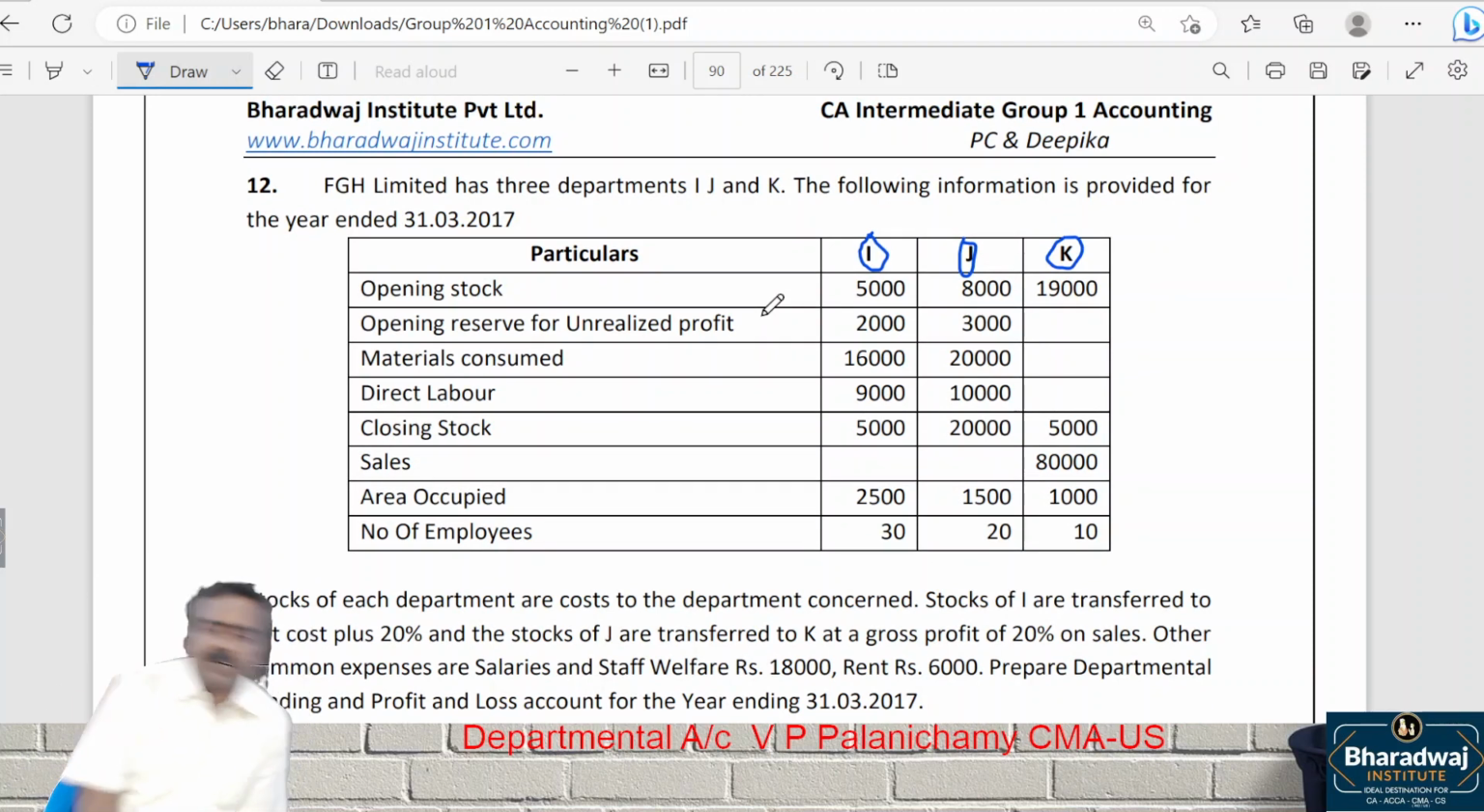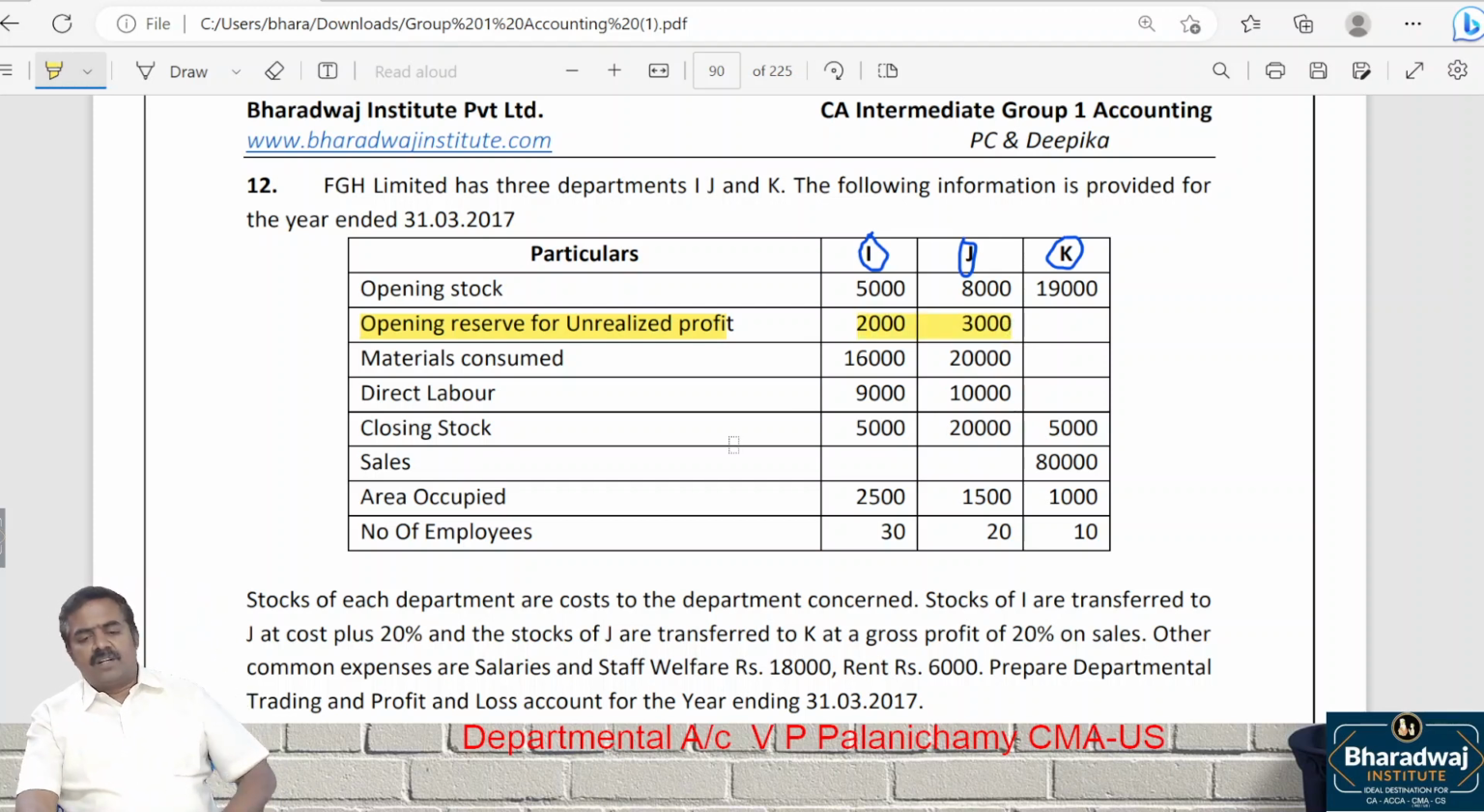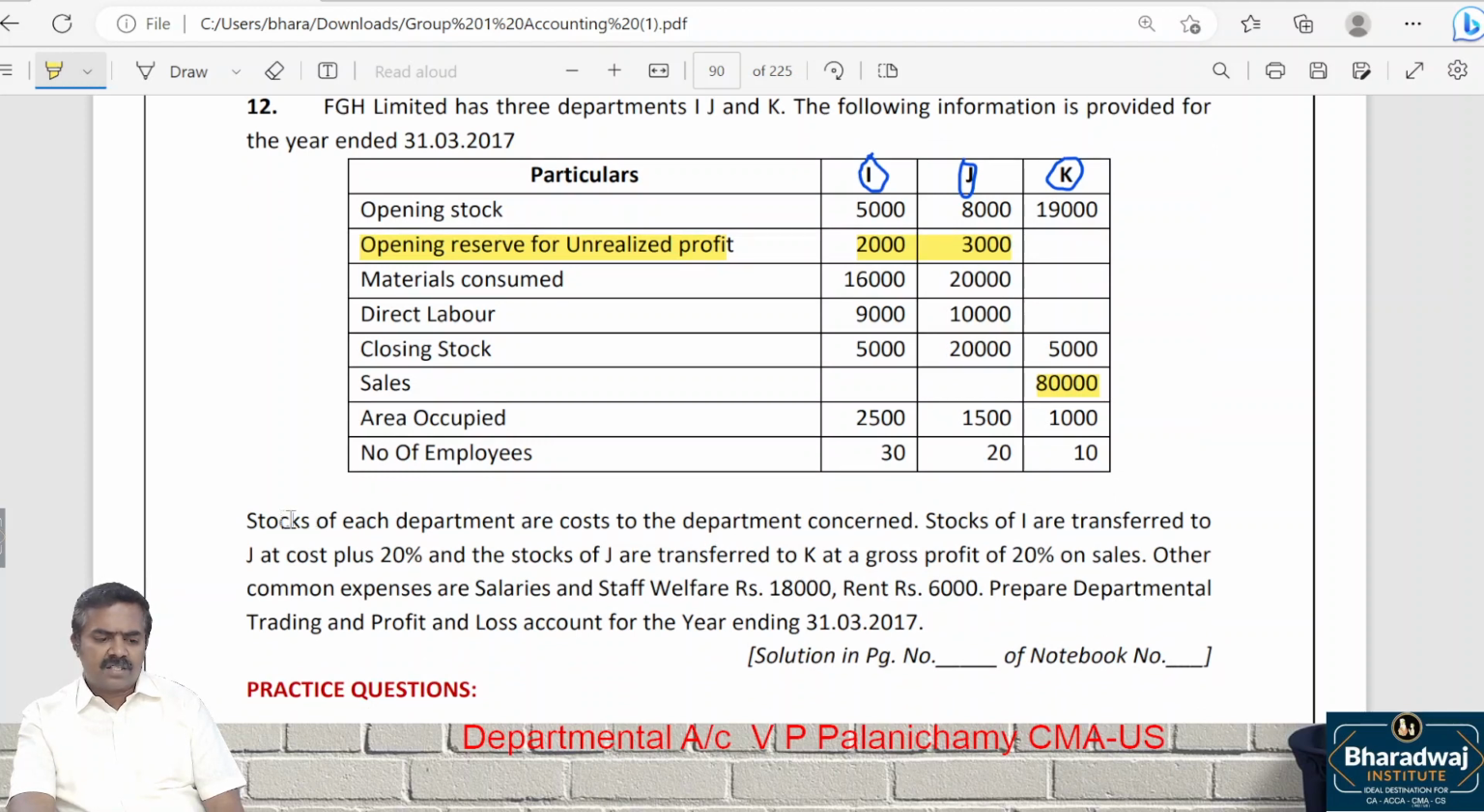FGH Limited has three departments, I, J, K. The following information is provided. Opening stock reserve for unrealized profit is given to us. Material consumed, direct labor, then closing stock is given to us. Sales is given only for K. Area occupied and number of employees are given. Stock of each department is at cost to the department concerned. Stock of I transferred to J at cost plus 20%. Stock of J transferred to K at 20%.